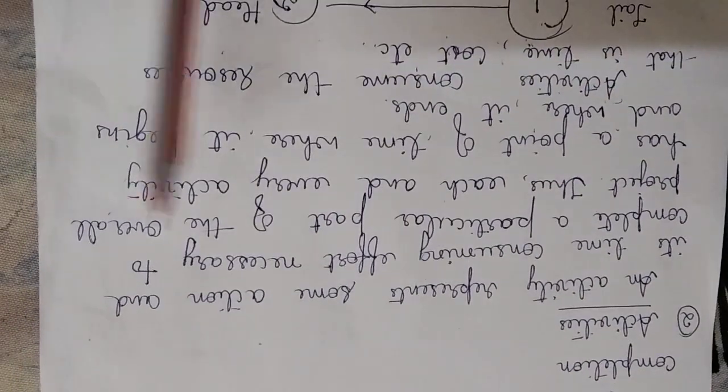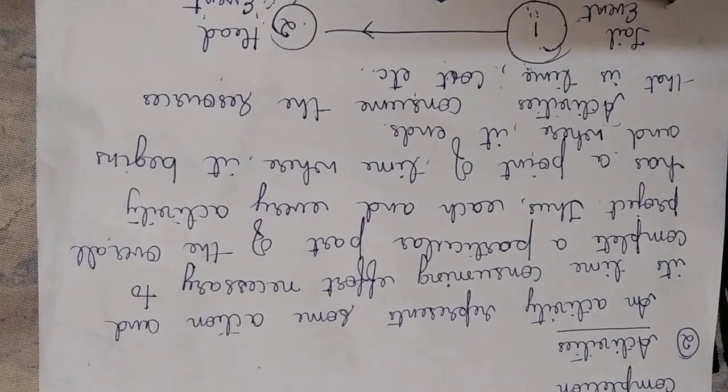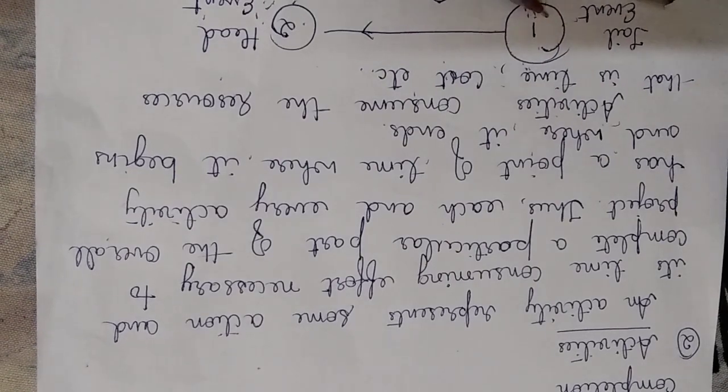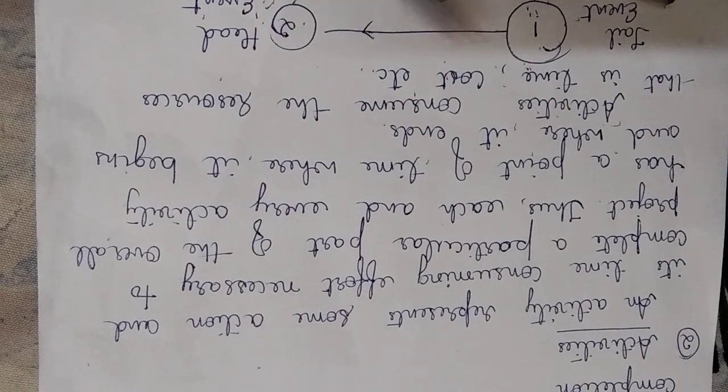Now let us go with the activities. An activity represents some action, and it's a time consuming effort necessary to complete a particular part of the overall project. There are many activities involved in a project. That consumes action, time and resources as well. Each and every activity has a point of time where it begins and where it ends. They consume resources like time, cost and so on. Completion of one activity leads to the other.